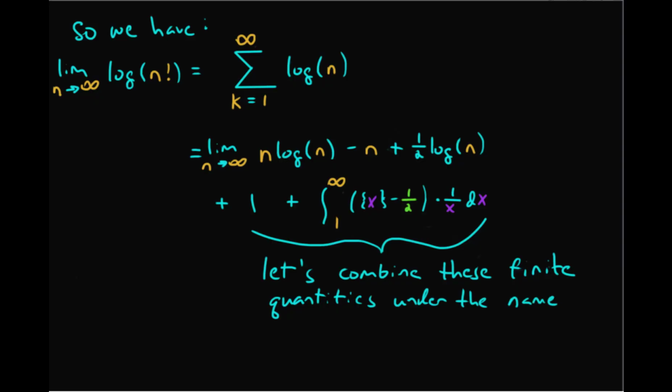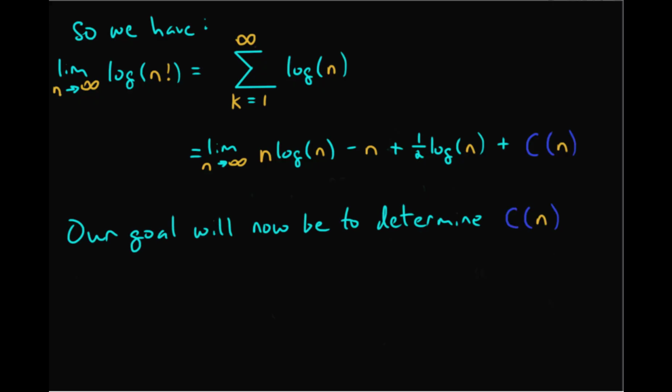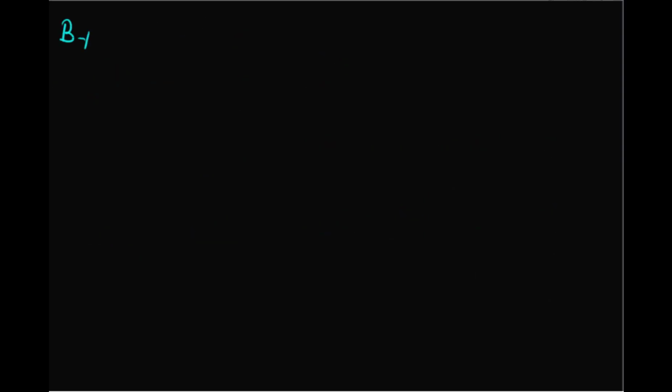Let's just combine these finite quantities together and group them under the term c of n, the constant whose value is ultimately determined by n. And now our goal is going to be to determine what that constant c of n should be as n approaches infinity. Now, I believe historically, Stirling found c of n empirically. He didn't have the Euler-Maclaurin summation formula at his disposal, but we do, and we're going to use it here.